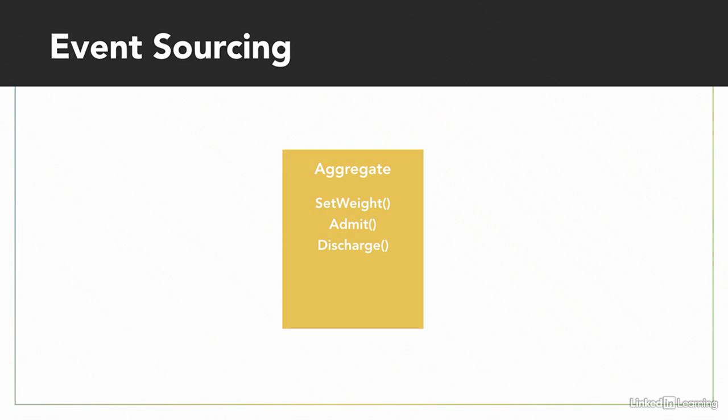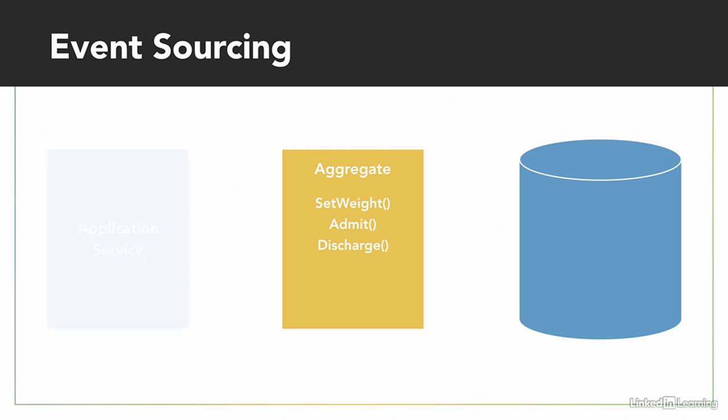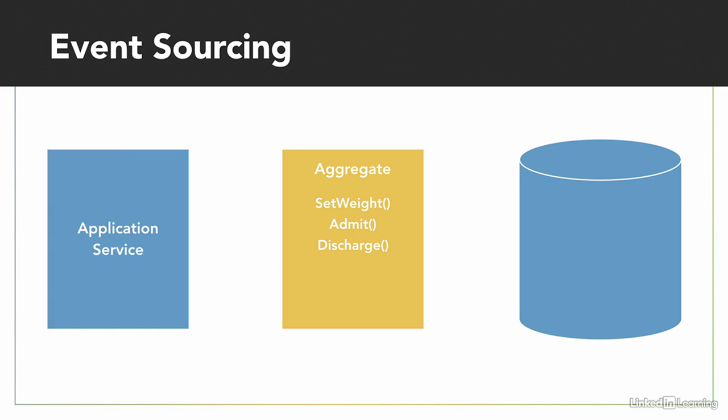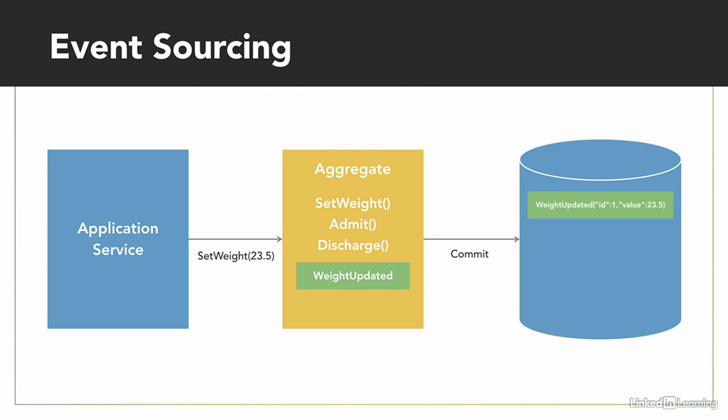Let's say we have the same patient aggregate that has the setWait, admit, and discharge methods, and also the database and the application service. If we invoke the setWait method, it creates and applies a new event. The event itself is triggering the state transition. Now, we don't persist the state of the aggregate. Instead, we commit the sequence of events that triggered the state transition. In this case, the wait updated event.